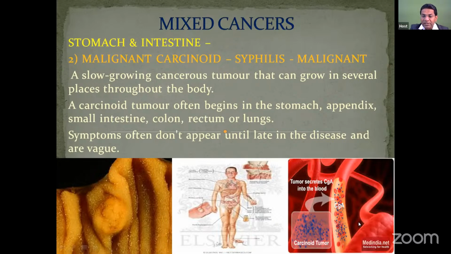Yes, this tumor secretes CGA into the blood. This CGA, carcinoid tumor cells. Yes, this is the carcinoma of intestine. It is malignant and psychotic.